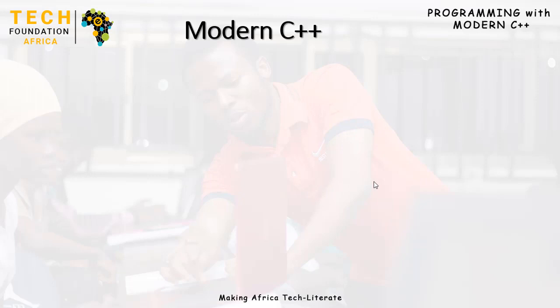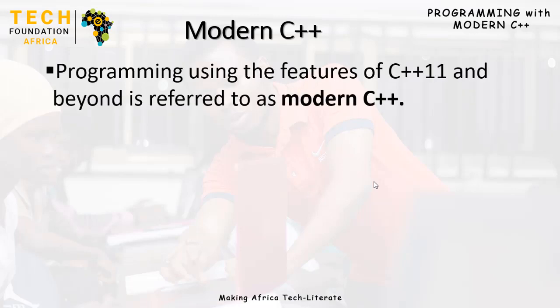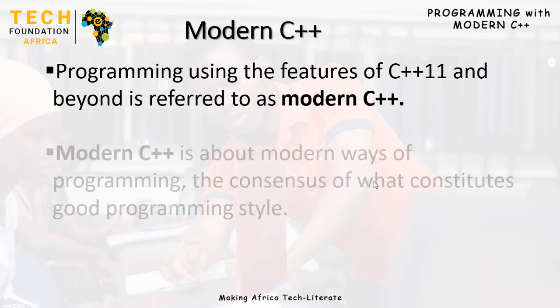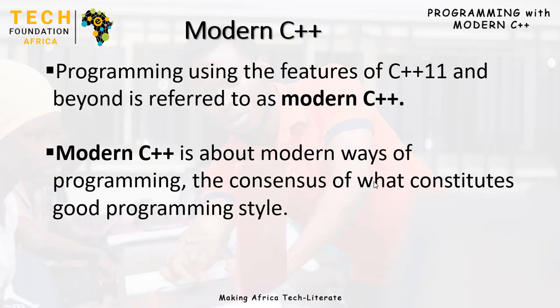Now, programming using the features of C++ 11 and beyond is what we refer to as modern C++. So anytime I talk about modern C++ or you hear modern C++ anywhere, it means that we are talking about programming using any edition starting from C++ 11. Modern C++ is just about the modern ways of programming, the consensus of what constitutes good programming style.